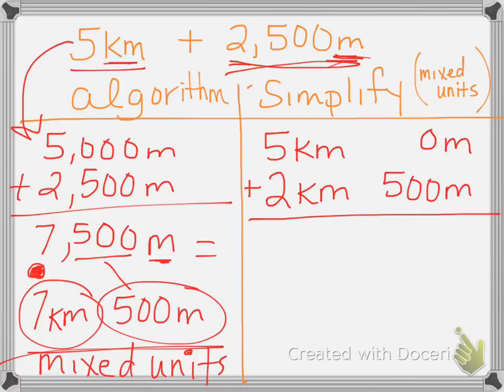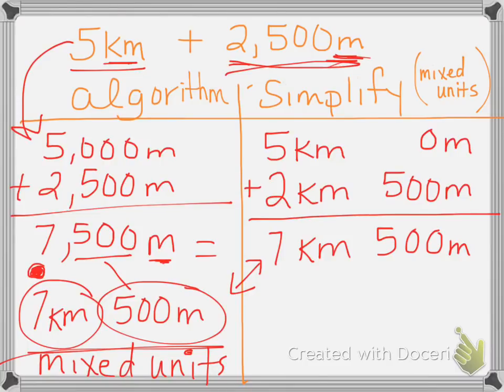Now that I'm stacked, I can go ahead and add. So I have 0 plus 0 equals 0. Oh, I'm going to put my unit down there. 0 tens, 5 hundreds. Now I can go over and add my kilometers. 5 plus 2 equals 7 kilometers. So there's my answer. And if you'll notice, I got the same thing. 7 kilometers, 500 meters. And that's in mixed units, kilometers and meters.